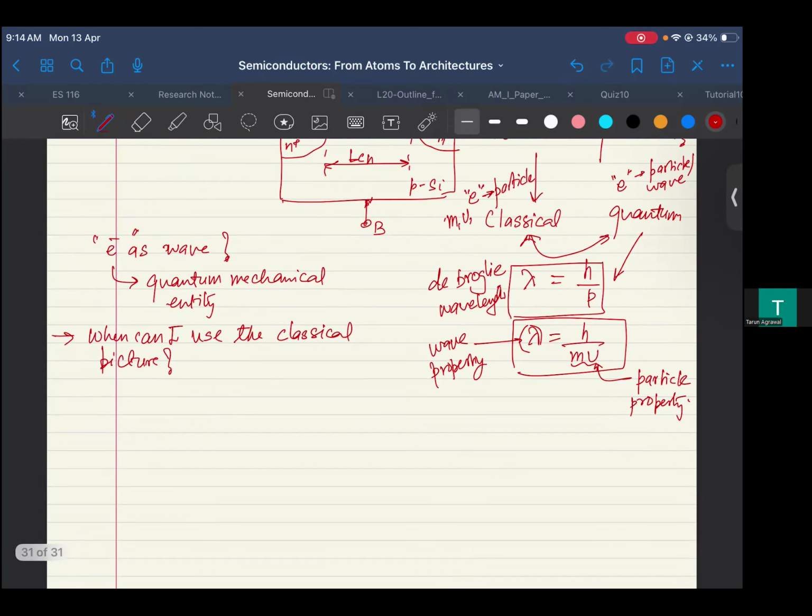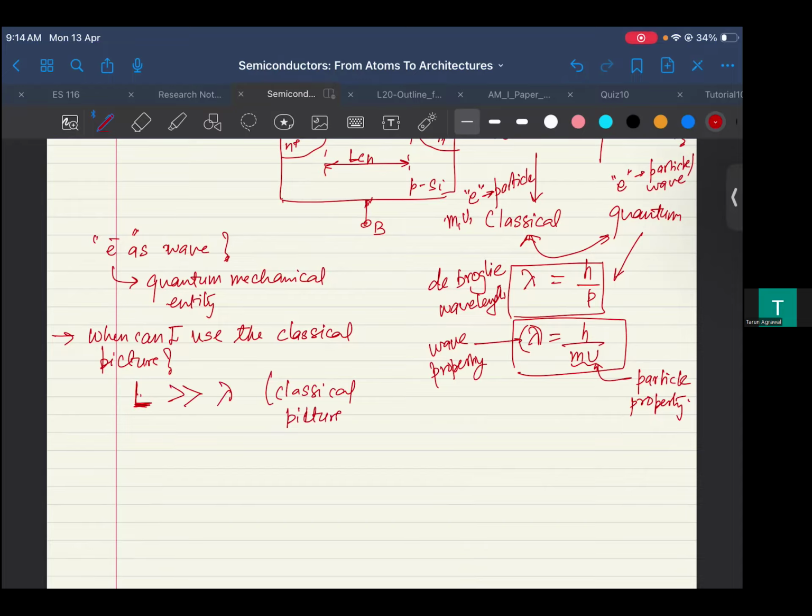Because classical physics is much easier to solve and much faster, right? But in quantum mechanics, things are much grayer, in the sense that we go into the world of probabilities and away from the deterministic. So the answer comes from this: I can use the classical picture when the length of whatever I'm looking at is much greater than this lambda which we are talking about.